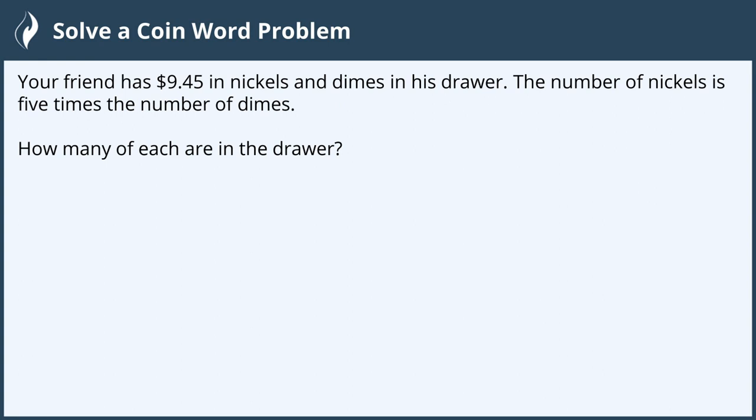Your friend has $9.45 in nickels and dimes in his drawer. The number of nickels is 5 times the number of dimes. How many of each are in the drawer?